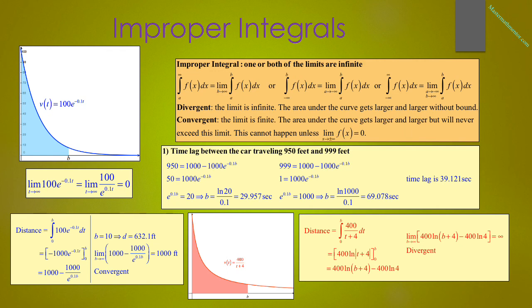So the total distance traveled is the limit as b approaches infinity of that expression, which turns out to be infinity, making this a divergent integral. That means that the car travels infinitely far from the time it starts to slow if you waited long enough.